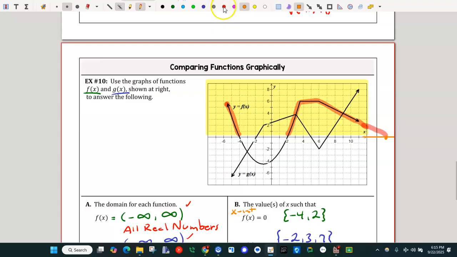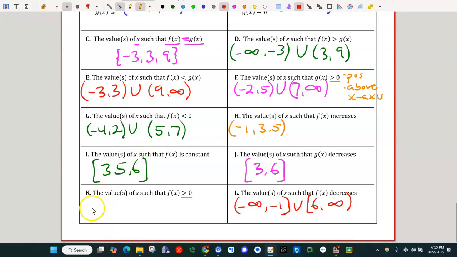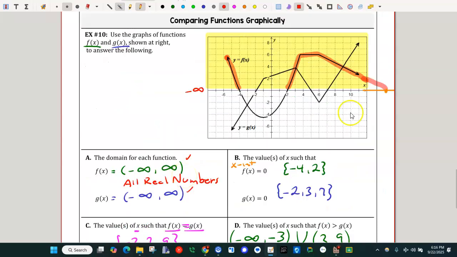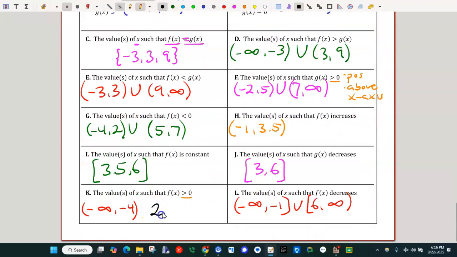So let's first do this. From negative infinity all the way to the left to negative 4, that's going to be positive. So we have negative infinity to negative 4. That's going to be positive. And where else? It's going to be positive starting at 2 all the way down here, and we could figure that out. So let's do 2.